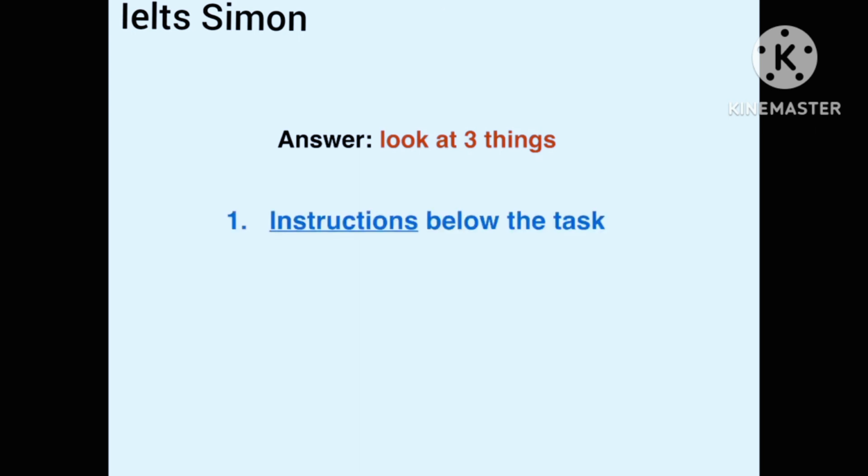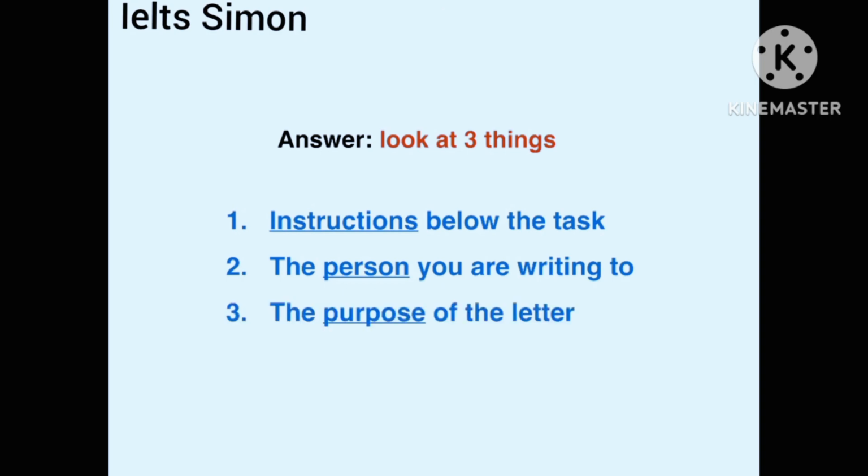First, read the instructions below the task. I'll show you an example of that in a moment. Second, look at the person you are writing to. Who are you writing to? That will tell you or give you a good indication of whether you need to write a formal or informal letter. And finally, the third thing is the purpose of the letter. Let's look at these three things in more detail.